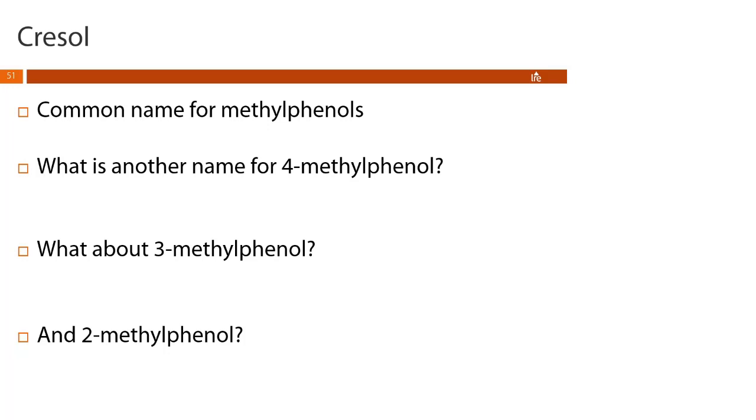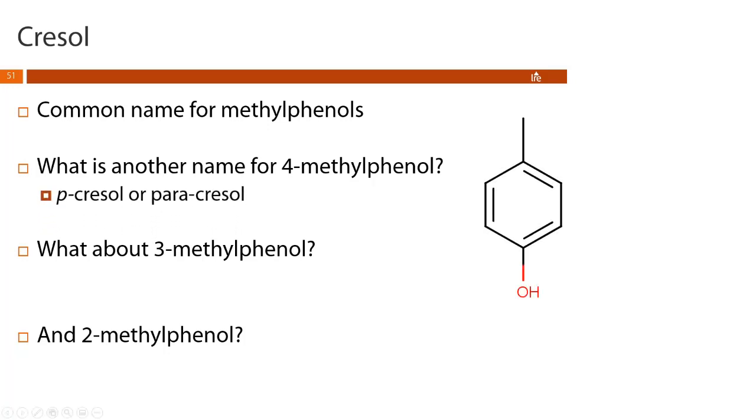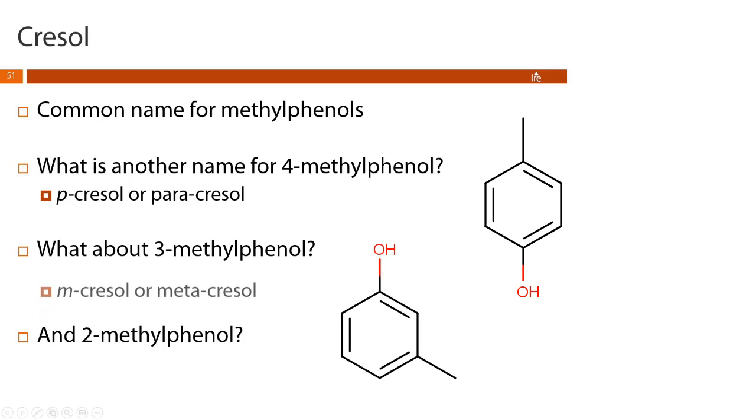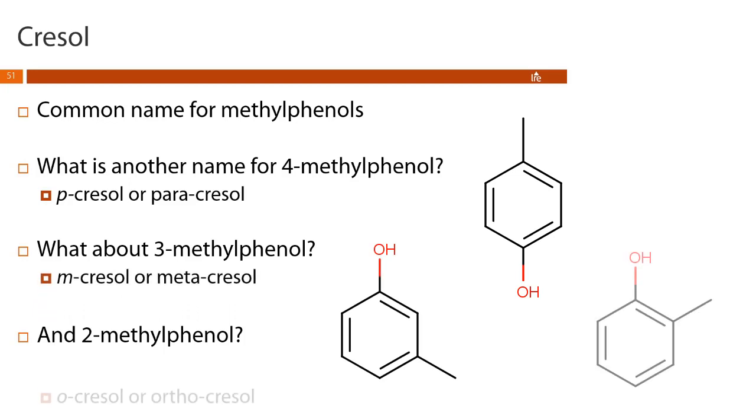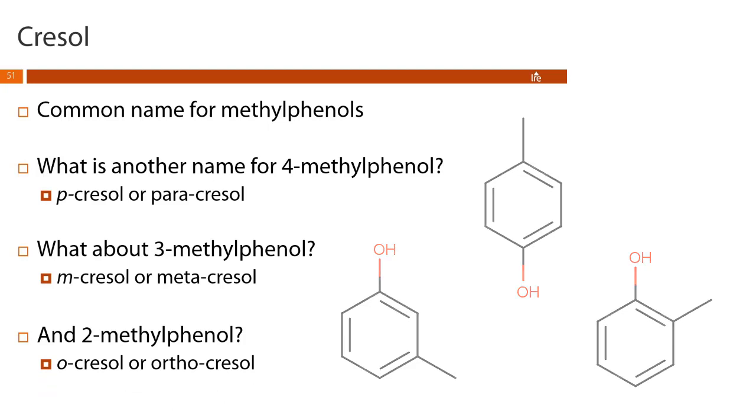Okay, so using the common name of cresol and the OMP nomenclature that you learned about in the previous video, another name for 4-methylphenol would be paracresol. 3-methylphenol would be metacresol. And 2-methylphenol would be orthocresol.